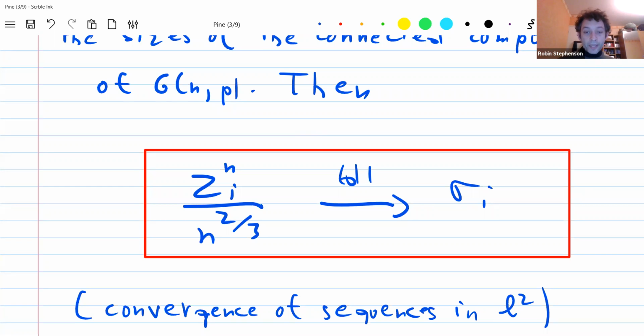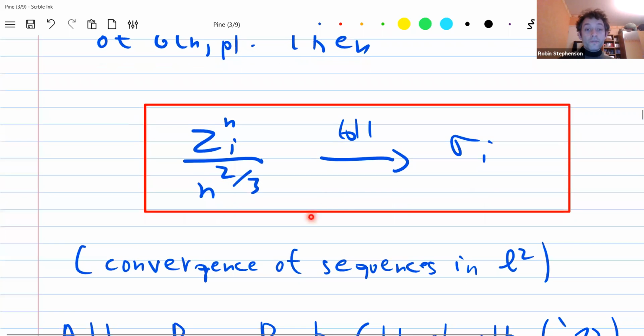And in fact, this is a convergence in distribution. It's slightly better than that. It's a convergence in distribution of sequences. So my sequence Z1n, Z2n, Z3n converges when rescaled by n to the power 2/3 in the space of L2 sequences towards this limit sigma i. I'm not going to tell you what it is, but it's a random positive number of which we more or less know the distribution.